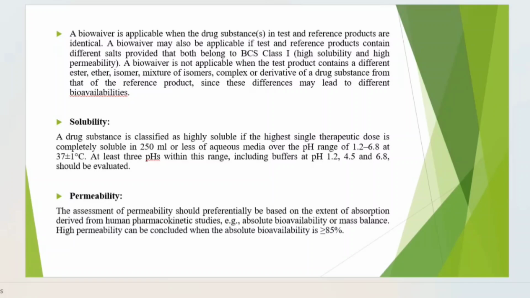The next is permeability. The assessment of permeability should preferentially be based on the extent of absorption derived from human pharmacokinetic studies. So permeability कैसे determine होता है, तो जो cell lines रहती है, मतलब एक्सटर्नल जो सेल लाइंस होती है, जिसके बेसिस पे ये परमेबिलिटी डिसाइड की जाती है कि हाईली परमेबल है कि नहीं, कितना परमेबल है. Example, absolute bioavailability or mass balance. High permeability can be concluded when the absolute bioavailability is more than or equal to 85%.